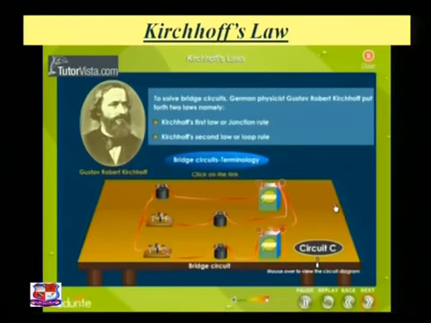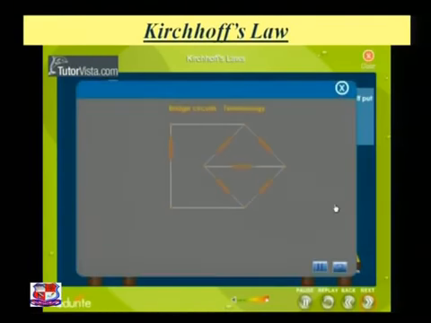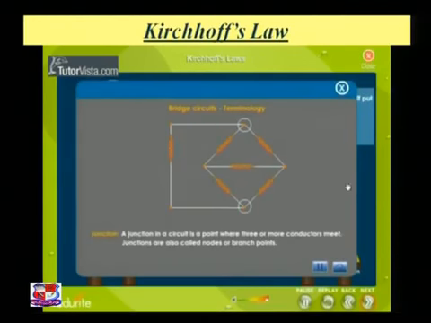This is a bridge circuit, and we just take one example. It has two nodes, node A and node B. What exactly is a node? These are the junctions. When two or more conductors meet at a point, it is known as a node or a junction. Any closed conducting path works as a loop. So here it's a loop, and these are the nodes. All the conducting wires are known as a loop.